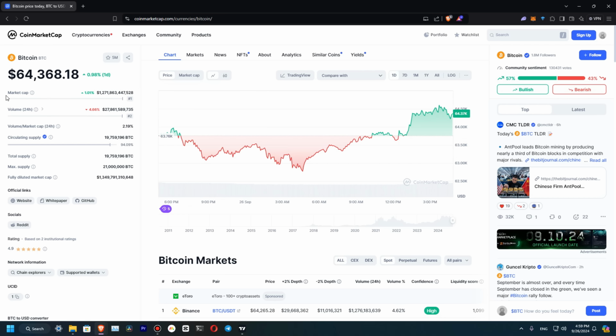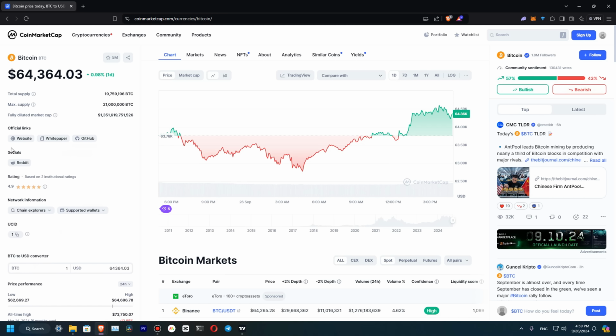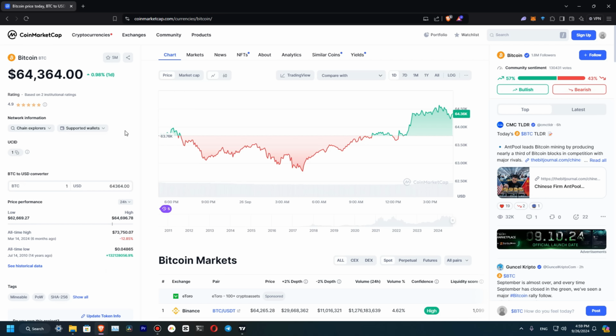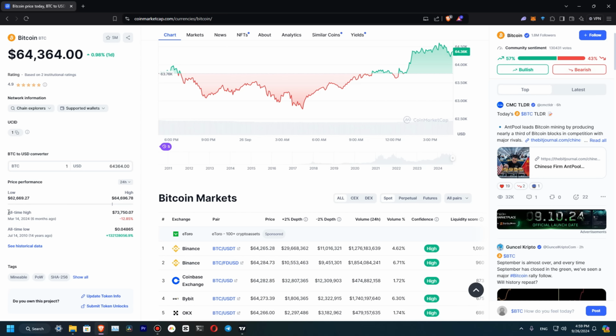Over here, of course, you can see the market cap, volume, circulating supply, total supply, and maximum supply. Our fully diluted market cap and official links: website, white paper, GitHub, the socials of the project, and other interesting data like all-time high and all-time low. For Bitcoin, I wish I had some at this price.